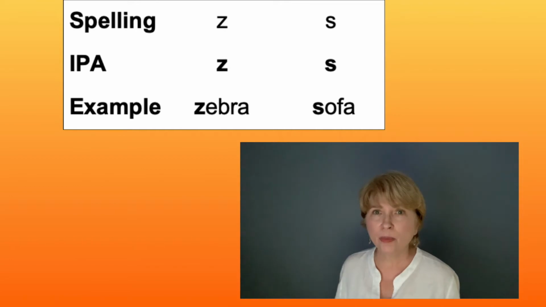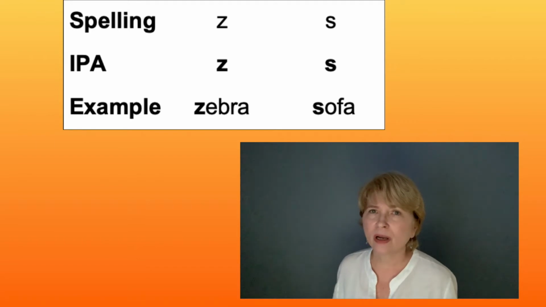Now keep humming and move your mouth to the S position. Keep humming. Now you're making a Z sound. So use that sound to say zebra, zebra.